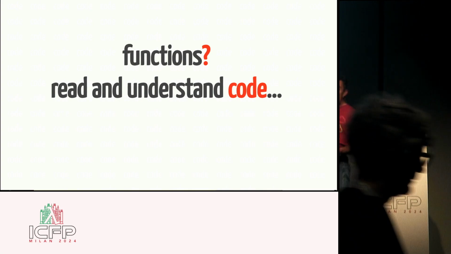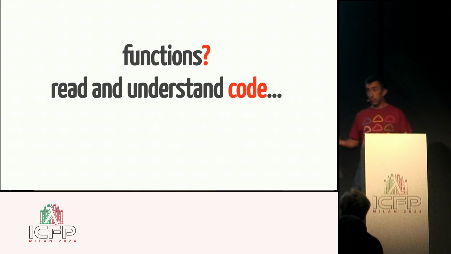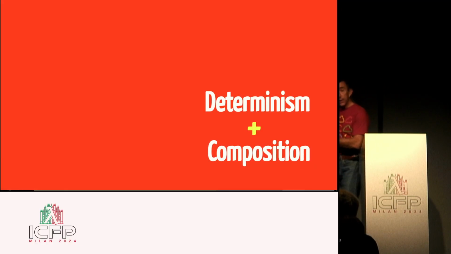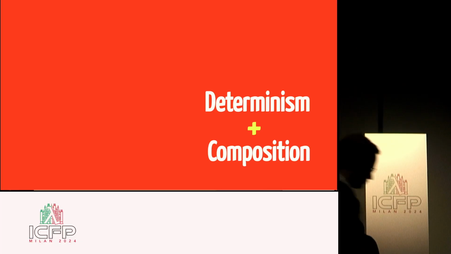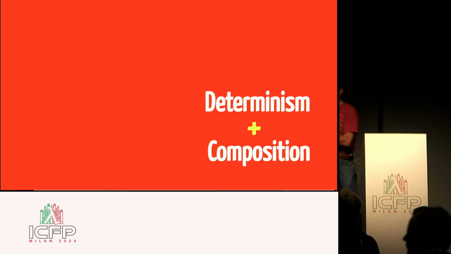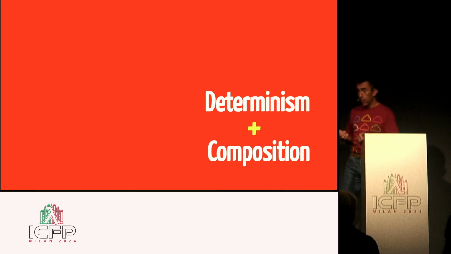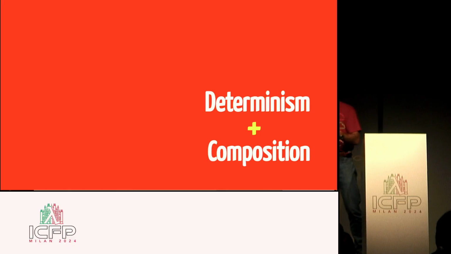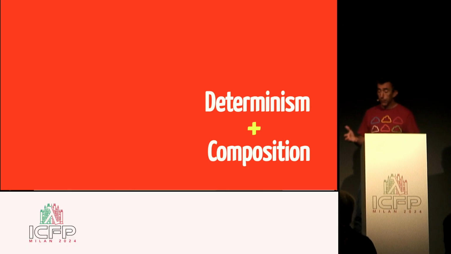Maybe what we really like is dealing with code, that is, reasoning about code. And for that, what do we need? What are the properties that are needed? We need determinism, because if you don't have determinism, you have to understand your program in the current execution context, which is much harder. And we need composition, because if you don't have composition, then you have to reason about your program as a whole. You cannot decompose your reasoning.